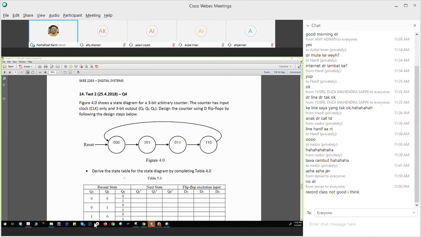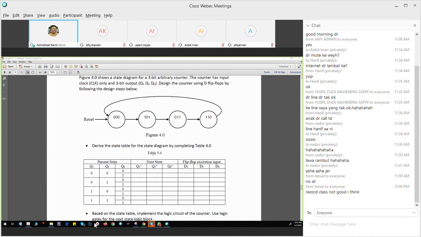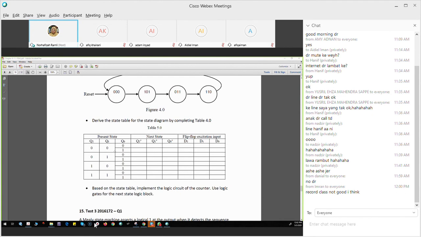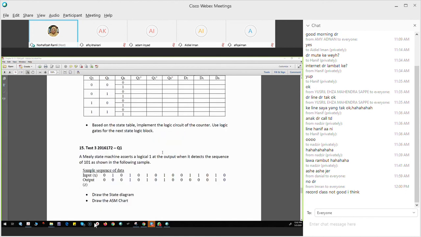This is what? 3-bit arbitrary counter. So it counts. This is very straightforward. This is a design. So you have to derive the state, I mean from 0, 0, 0, to 0, 0, 1. Where does it go? But actually, you don't have to split this one. You can do it, but I think to save the table.